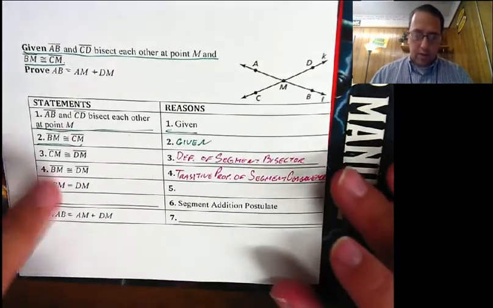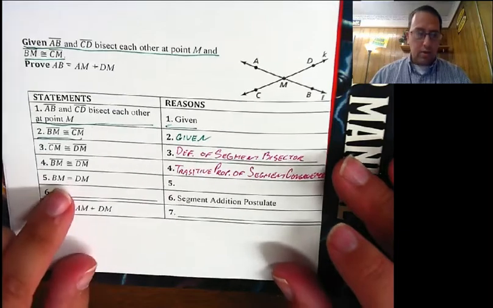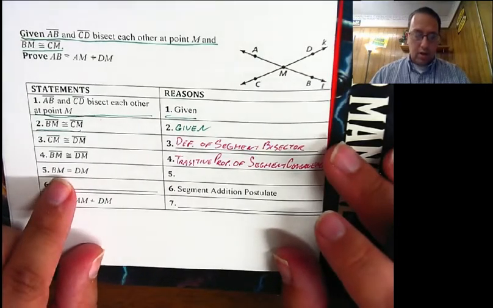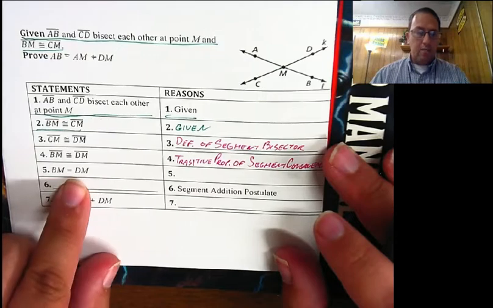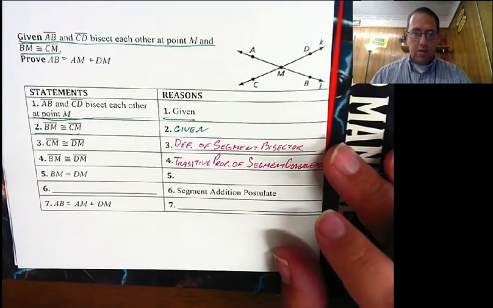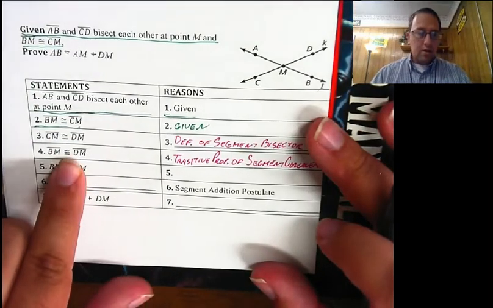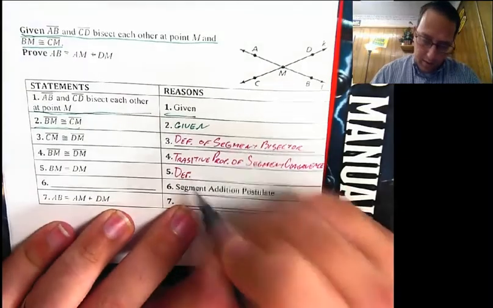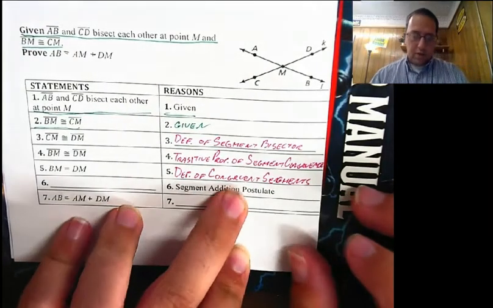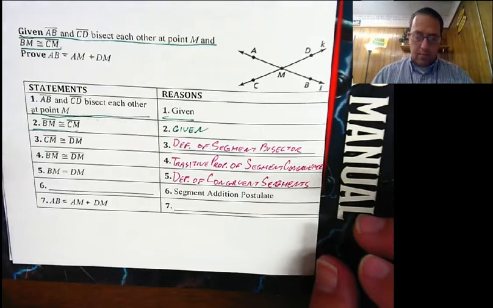Okay, but I'm not asked about the segments, I'm asked about the measurements of the segments. So let's change these to measurements, right? So the length of BM equals the length of DM. So these two have the same length. How do we know they have the same length? Same thing we said up here. The segments are congruent, so they have the same length. This is the definition of congruent segments.